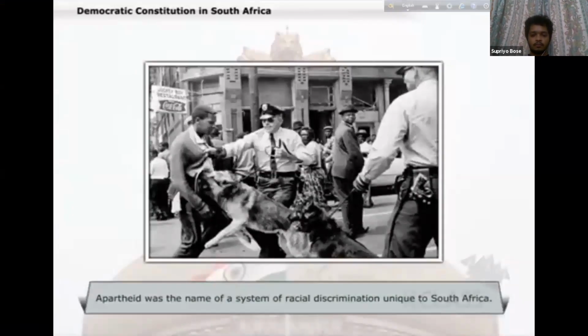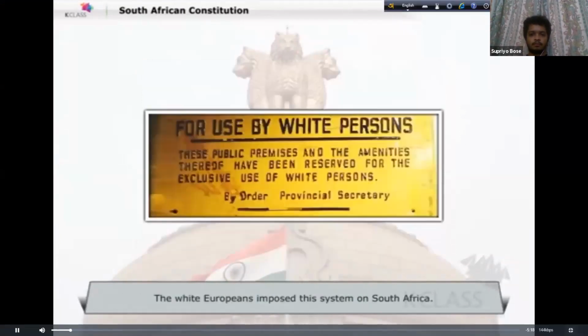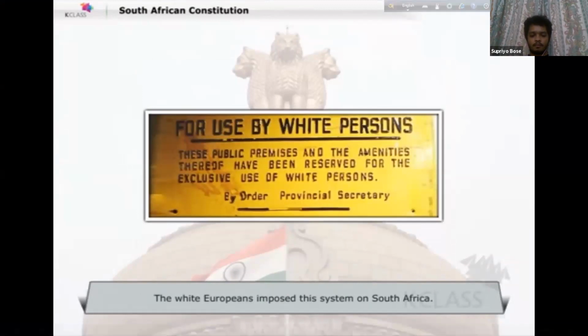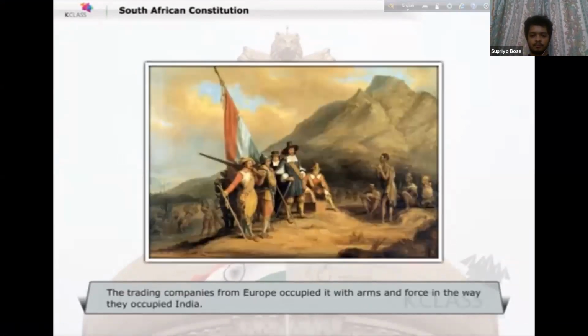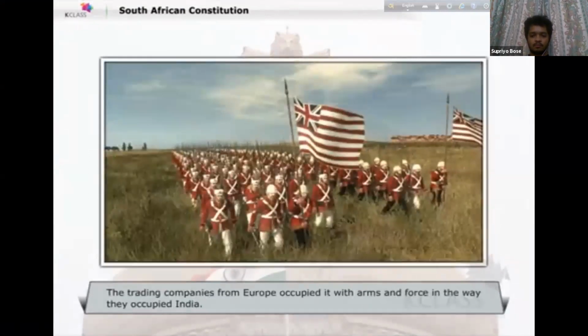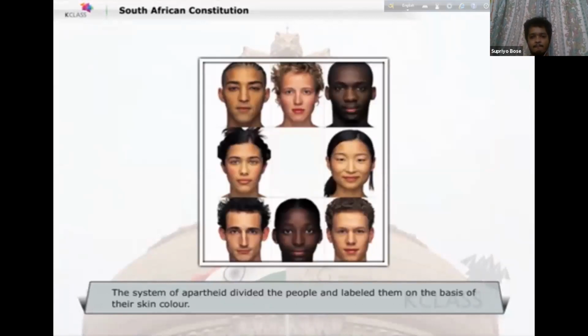Apartheid was the name of a system of racial discrimination unique to South Africa. The white Europeans imposed this system on South Africa. The trading companies from Europe occupied it with arms and force in the way they occupied India. A large number of whites had settled in South Africa and became the local rulers. The system of apartheid divided the people and labeled them on the basis of their skin color.